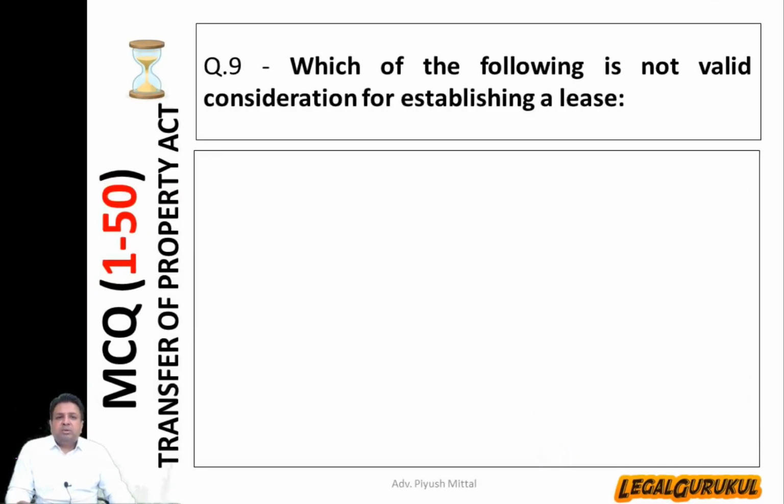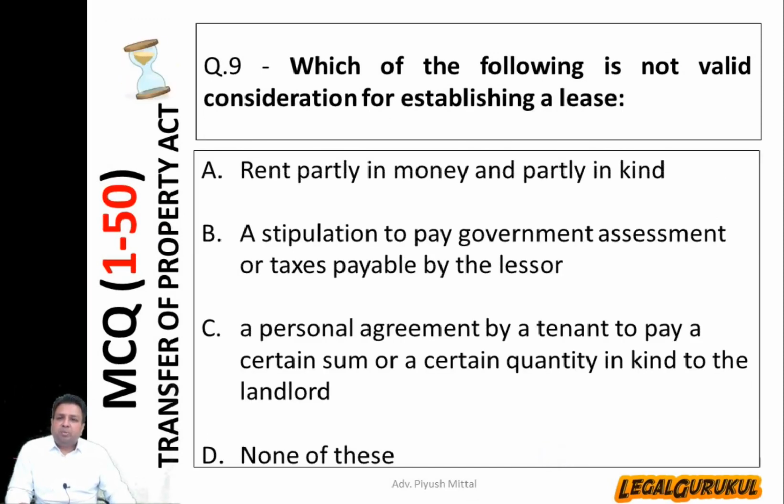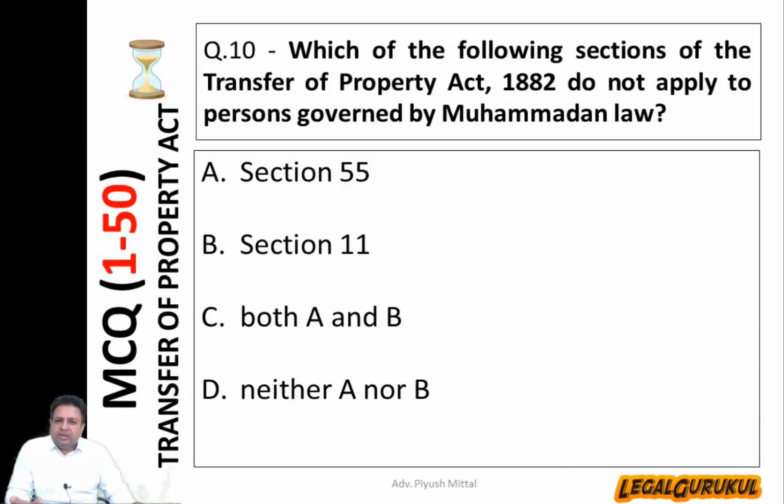Question number 9. Which of the following is not valid consideration for establishing a lease? Option A. Rent partly in money and partly in kind. B. Stipulation to pay government assessment or taxes payable by the lessor. C. A personal agreement by a tenant to pay a certain sum or a certain quantity in kind to the landlord. D. None of these. And the correct answer is C. A personal agreement by a tenant to pay a certain sum or a certain quantity in kind to the landlord. Question number 10.